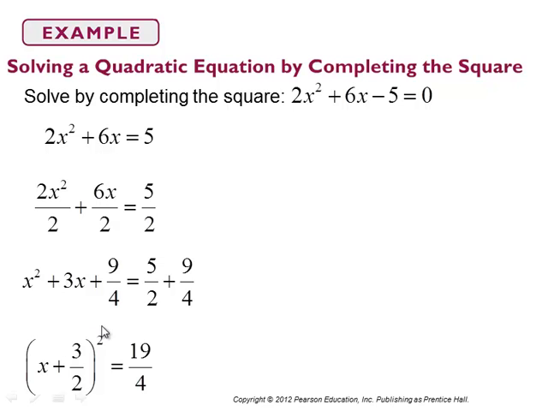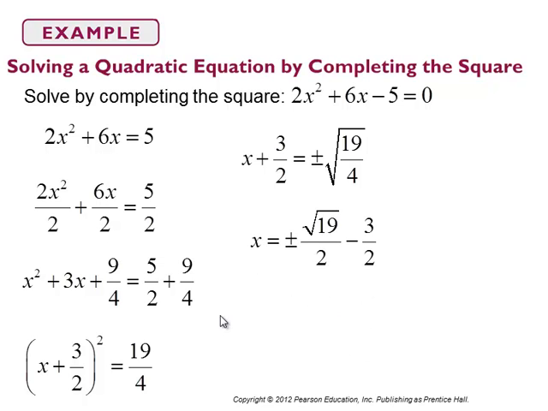And then, of course, the left-hand side is x plus 3 halves squared, and on the right-hand side, you got 5 halves plus 9/4. Now, 5 halves is 10/4. 10 plus 9 is 19, so you'll have this equation here. Then that means that x plus 3 halves is equal to plus or minus square root of 19/4, which you could write as plus or minus square root of 19 over 2, because square root of 4 is 2, right? And then subtract 3 halves from both sides.